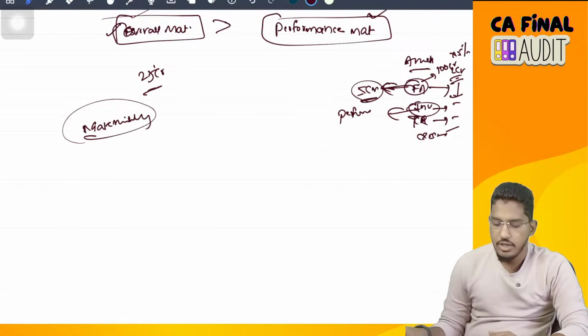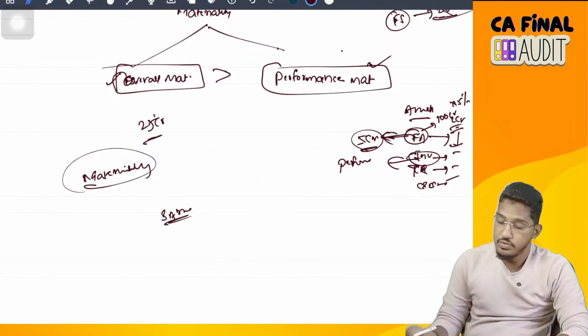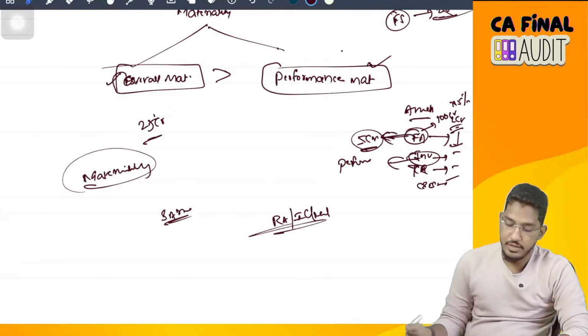Clear and comfortable, everyone? So this is how to fix the materiality. So SA 320 also we have completed. So we are successfully done with the risk assessment, internal control and materiality chapters, right?